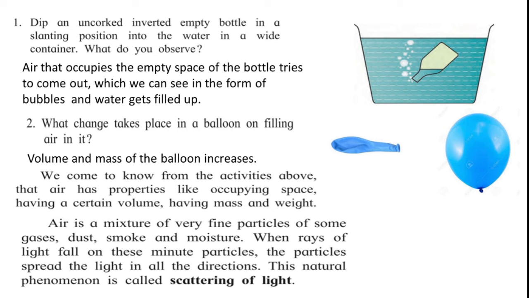We come to know from the activities above that air has properties like occupying space, having a certain volume, having mass and weight. Air is a mixture of very fine particles of some gases, dust, smoke, moisture, etc. When rays of light fall on these minute particles, the particles spread the light in all the directions. This natural phenomenon is called scattering of light.